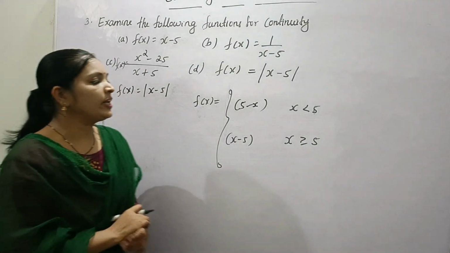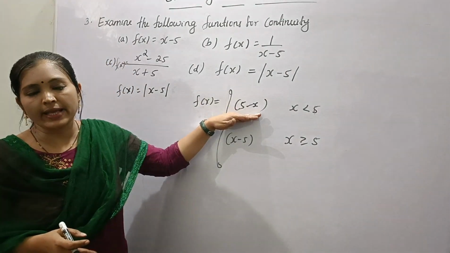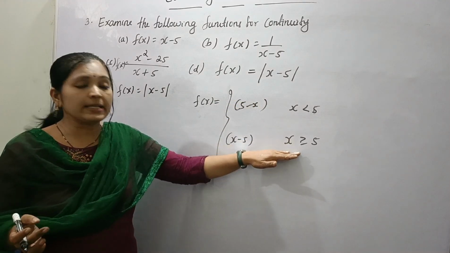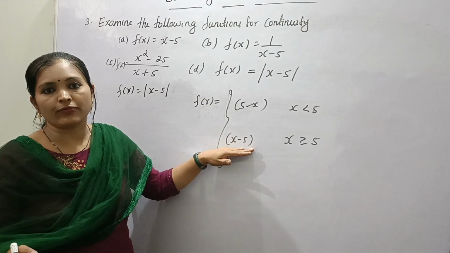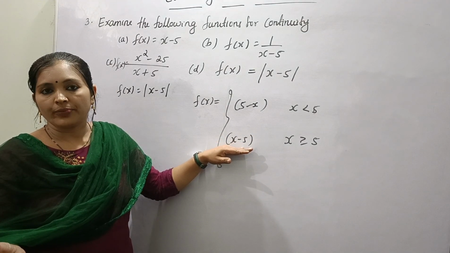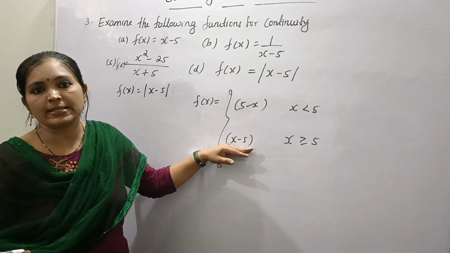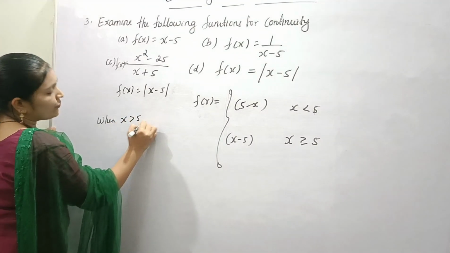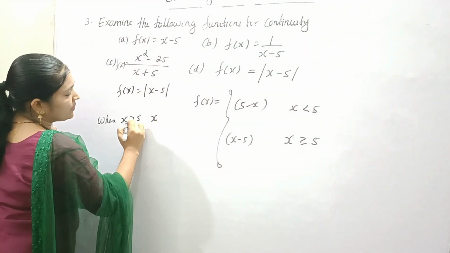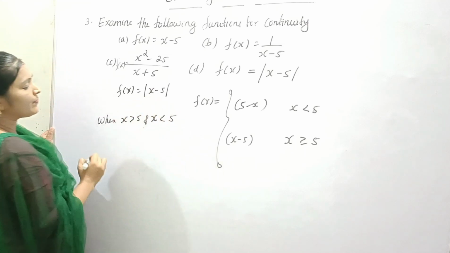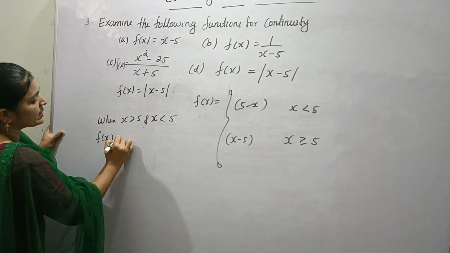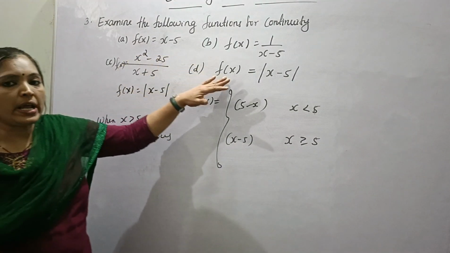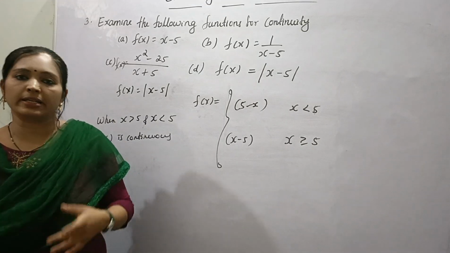So when x is less than 5, the function is 5 minus x, which is a polynomial function of degree 1. And when x is greater than 5, the function is x minus 5, which is also a polynomial function, and we know that every polynomial function is continuous. So we can write that for x less than 5 and x greater than 5, the function f of x is continuous.